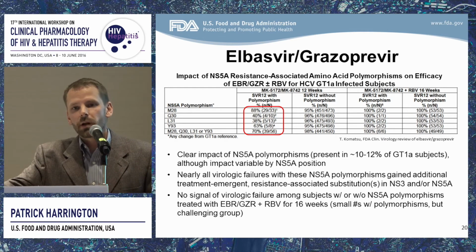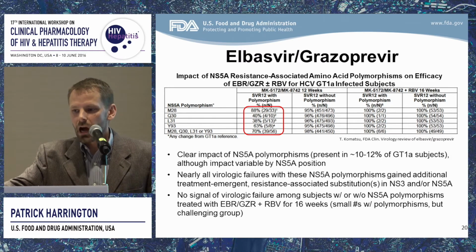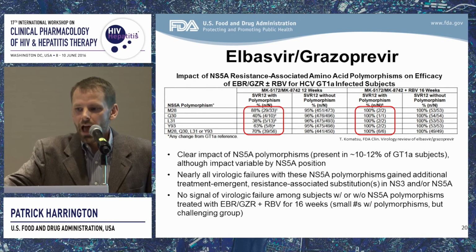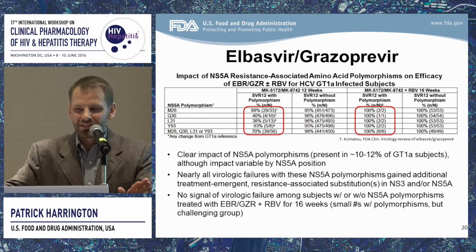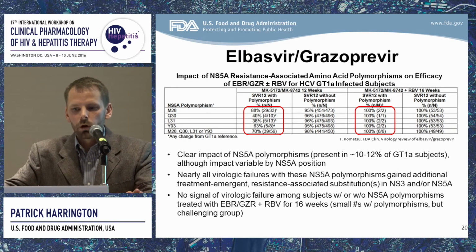Now, fortunately, the sponsor had another trial in which an arm of subjects received these 2 DAAs in combination with ribavirin for a longer duration of 16 weeks. And in that group, there were 6 patients, a grand total of 6 patients, who had one or more of these NS5A polymorphisms, and all 6 of those patients achieved SVR.